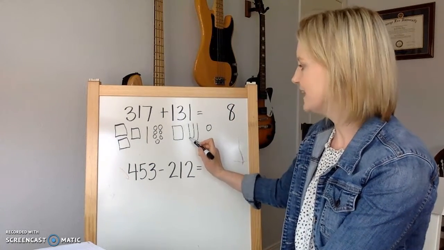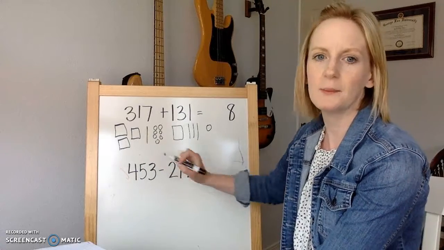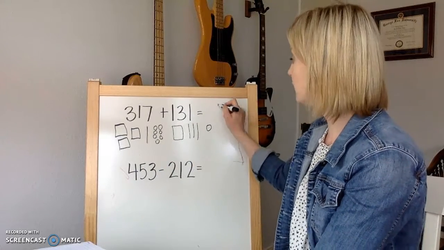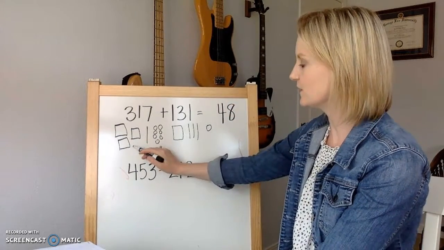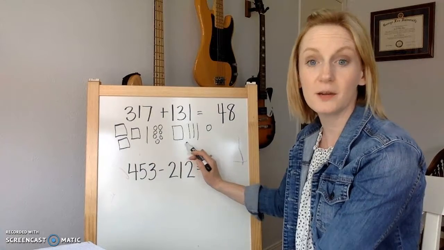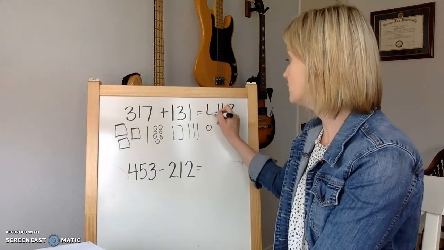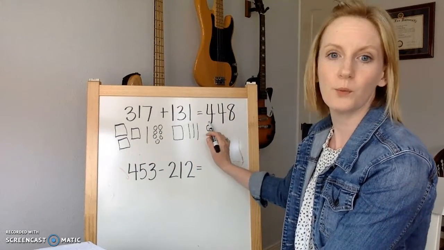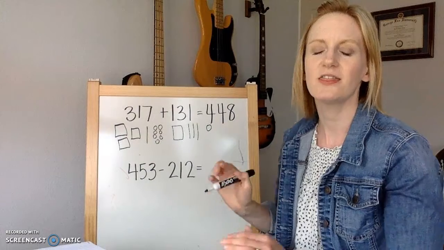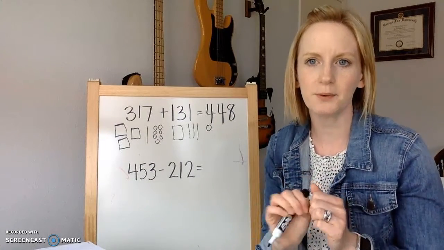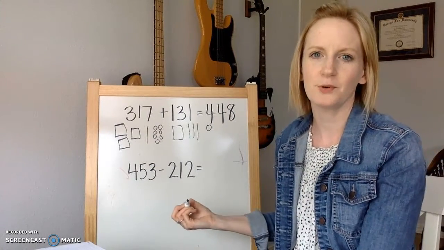Now I'm looking at my tens. I have 3 tens and 1. How many is that? Yep, that's 4. Now let's look at my hundreds. I have 3 hundreds and 1. 3 and 1 is 4 hundreds. My answer is 448. That would be the answer I would just type on my math assignment for today.